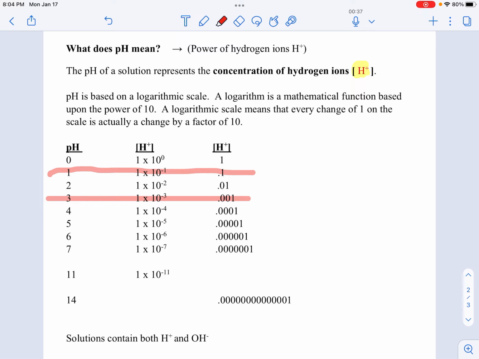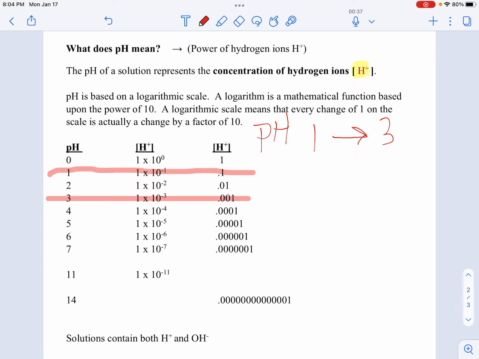Now, I know in your quick quiz there are some questions that ask, how much more concentrated is a pH of 1 than a pH of 3? Let's write that up there. If you're going to go from a pH of 1 up to a pH of 3, how many times more concentrated is the pH of 1? We know it's more acidic, it's further away from 7, but how many times more concentrated?